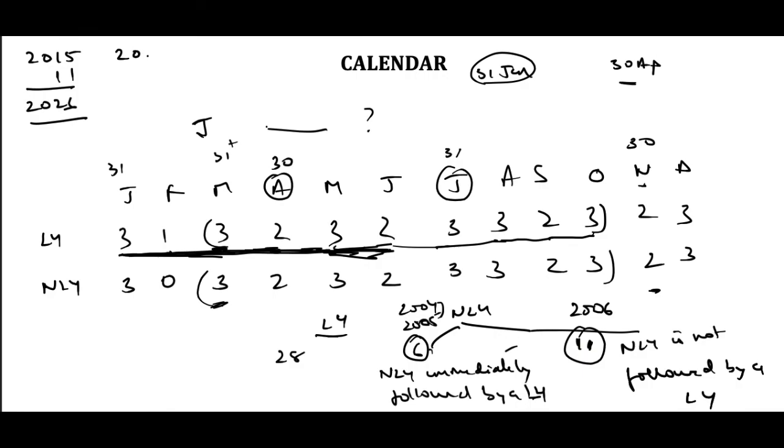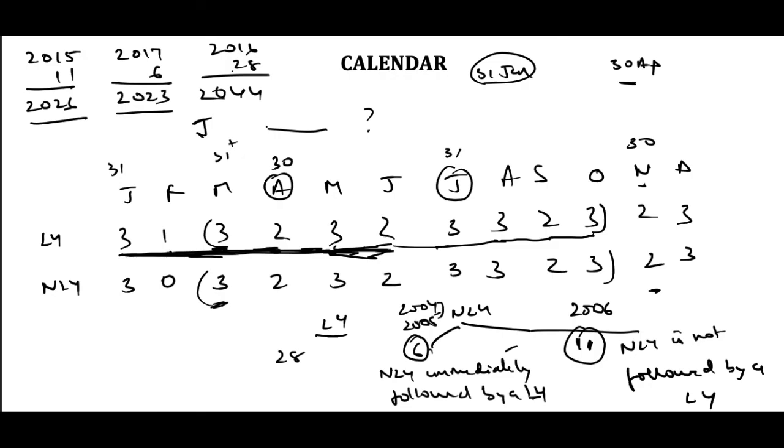Next example, 2017. Now 2017 is followed by a leap year, that is 2016. So in this we'll add 6, so it will be 2023. So the calendar of 2017 will repeat in 2023. 2016 will have 28 added, that is 2044. So this is the basic short trick.